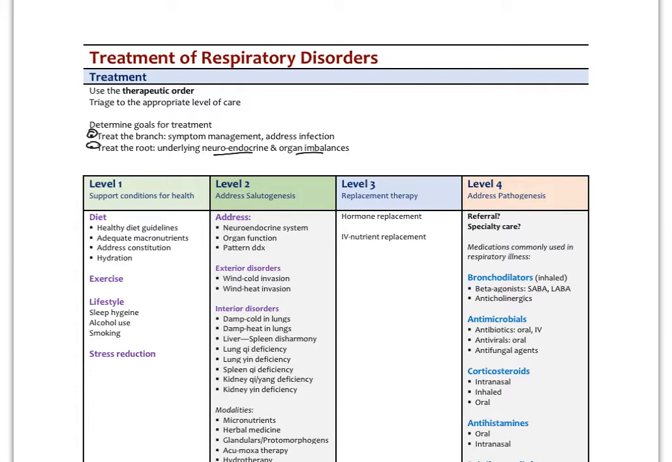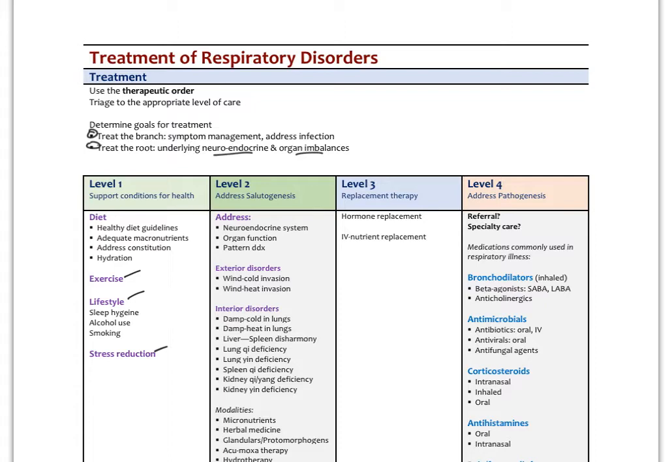Not a lot to say on level 1 except our usual healthy diet guidelines: very low in processed foods, low in saturated and trans fat, low in simple sugars, sodas, and sweetened beverages, but very high in vegetable fibers, fruits, nuts and seeds, essential fatty acids, and fish, if a person can tolerate it, especially cold water fish like salmon. Also assessing adequate hydration, and making sure they're getting proper proportions of macronutrients, proteins, carbs, and so forth. Obviously exercise, good lifestyle with sleep hygiene, alcohol use, smoking recommendations, and then stress reduction. So I'm not going to go too much into that.